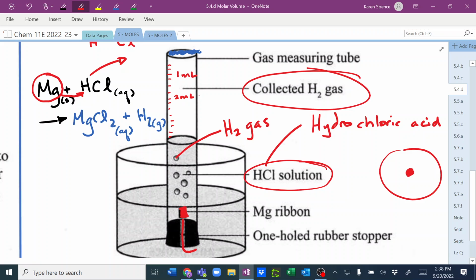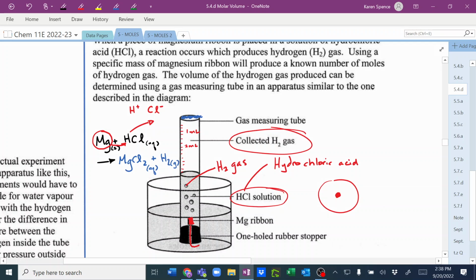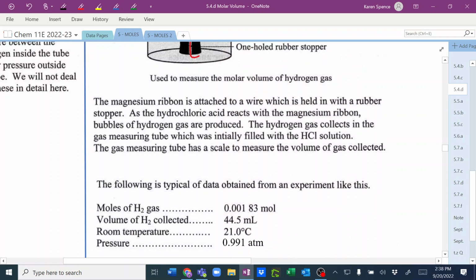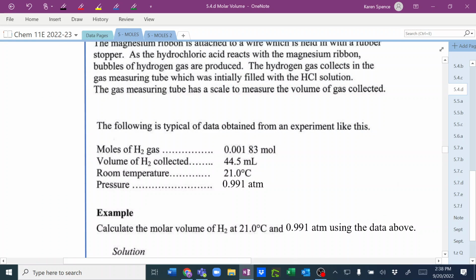Yeah, so this is where you could actually find how much H2 is made. Okay, you could find the volume, and by knowing the molar volume, you could actually calculate how many moles you have at that point. Okay, so here is a gas collection method. It describes how it's made down here. Here is some data we could get from this experiment.